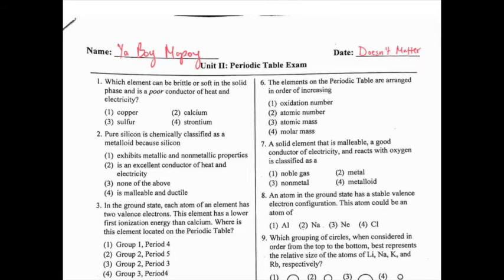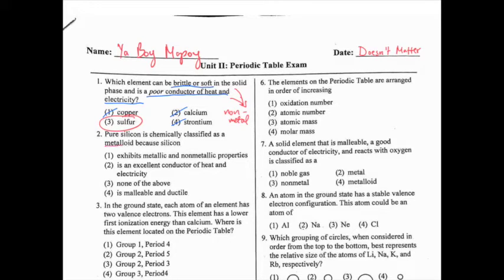Okay, so let's start with number 1, where we're looking for an element that can be brittle or soft in the solid phase and is a poor conductor of heat and electricity. So let's highlight some keywords: brittle or soft, and poor conductor of heat and electricity. All of these are traits of a non-metal. So that means we could cross off some of the choices that we know to be metals, so let's say copper, calcium, strontium. That leaves us with sulfur as our answer.